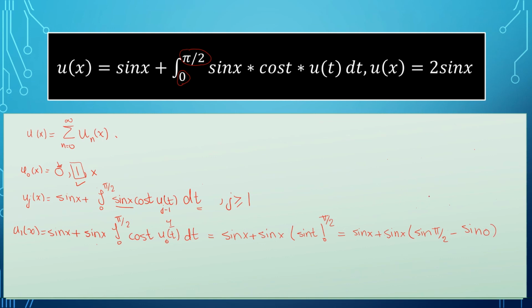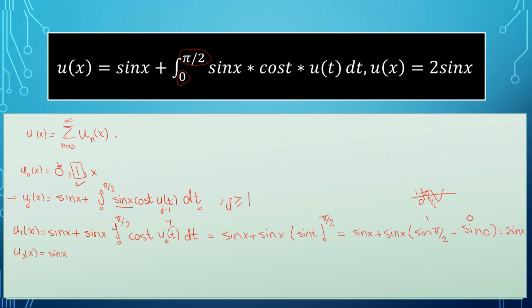Okay, when we draw it, the sine at 0 is equal to 0, and at pi over 2 it will be equal to 1. Okay, and this will give us exactly 2 sine x. Okay, let's get u2 of x. Okay, u2 of x, it will give us sine x.